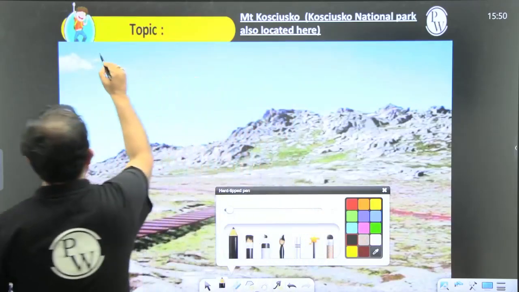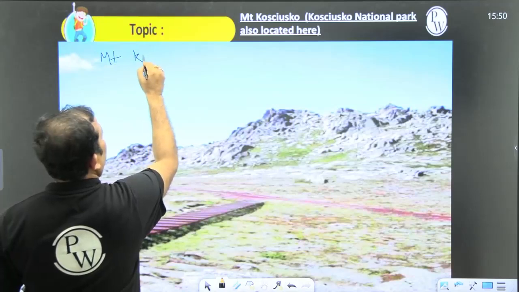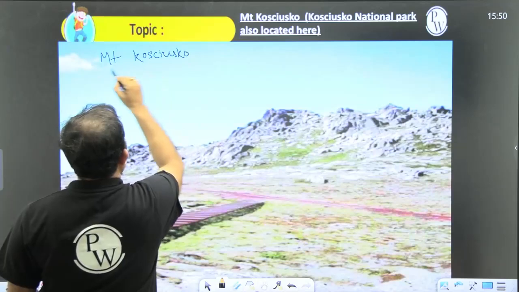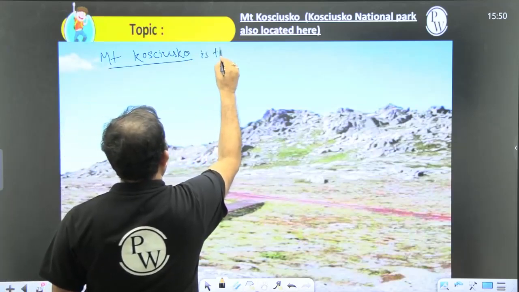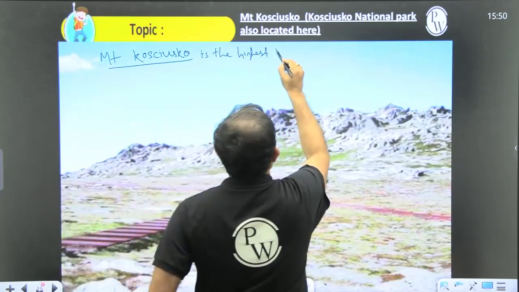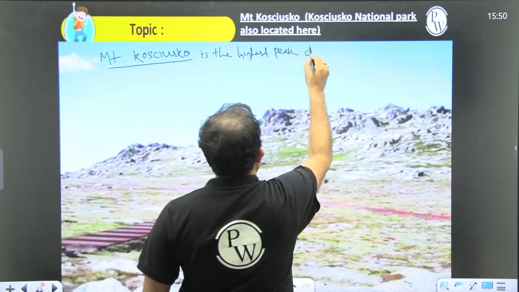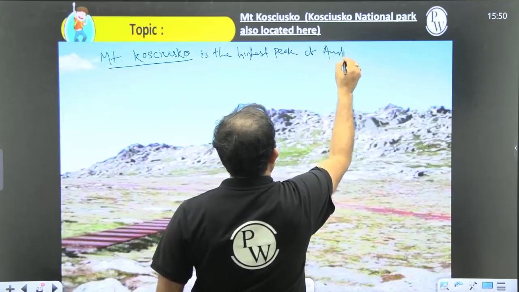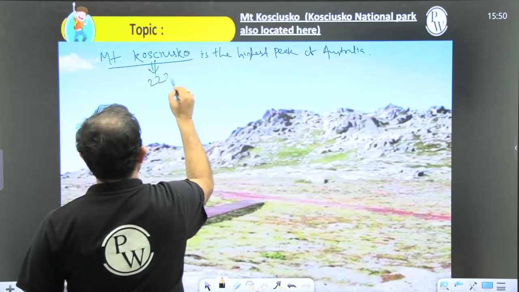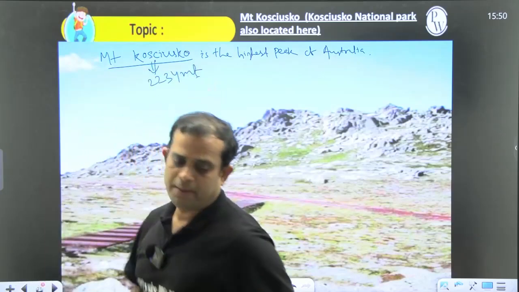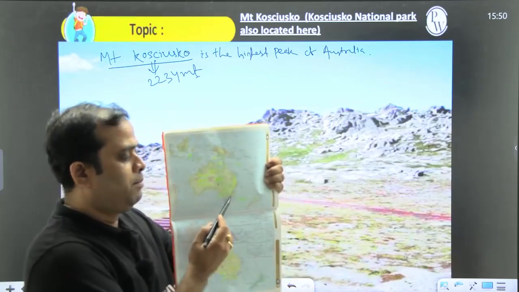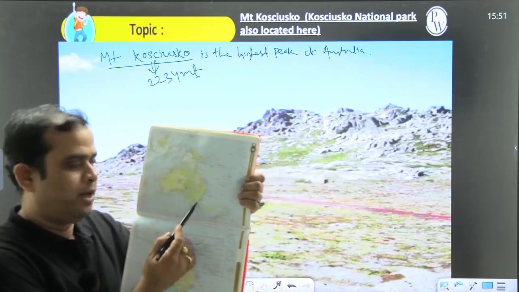Mount Kosciuszko is the highest peak of Australia. Its height is 2234 meters. This question was already asked in the exam: Mount Kosciuszko. It is already there, see this one, Mount Kosciuszko is here.